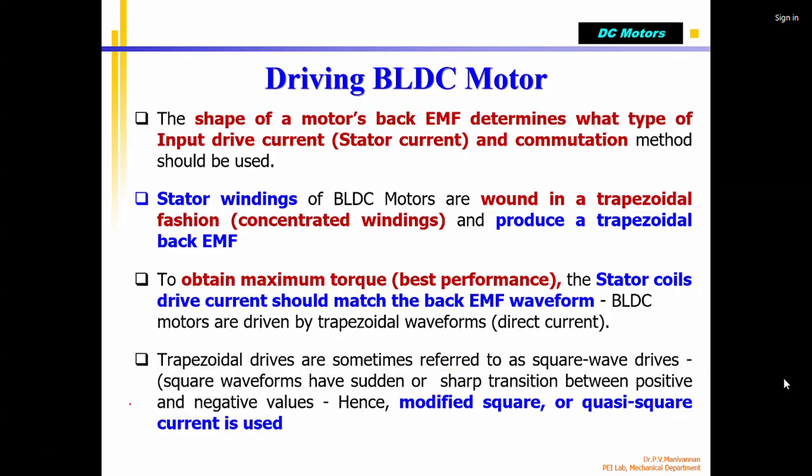Correct? Some books call it square wave drive because the stator will be supplied with a square wave. When you supply a square wave, which is a pulse, to your stator winding, which has inductance and resistance, the current will be in the shape of a trapezoid. So what you call a square wave, many times you don't supply a square wave; you supply what is called a modified or quasi square wave. I am going to talk about it in the next slide.